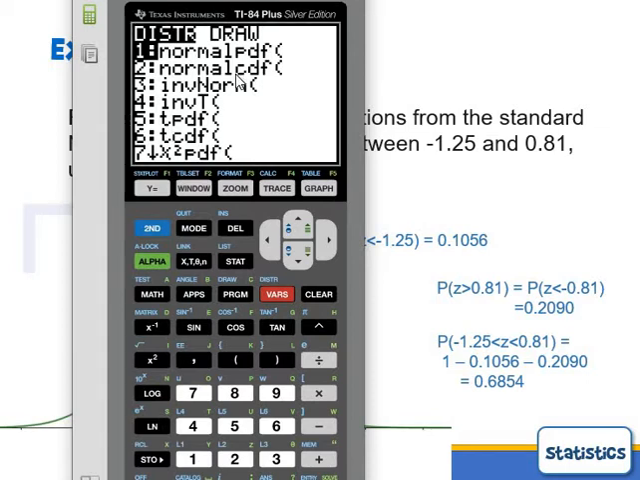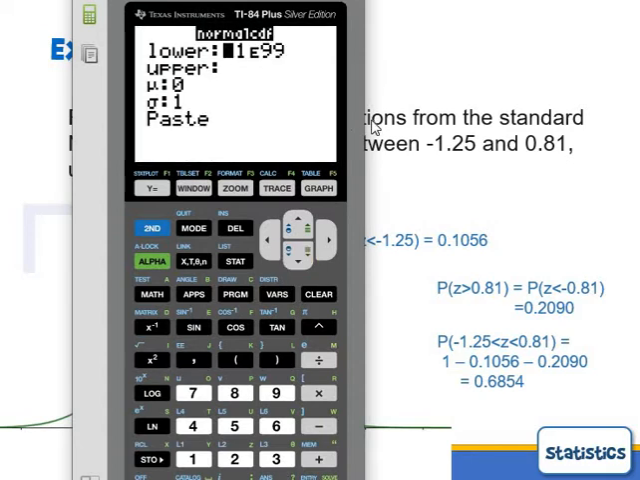And with the normal distribution, we're going to use normal CDF and inverse norm quite a bit. We don't use the normal PDF, we use the cumulative density function, which is what this stands for. So we're going to use number 2 there. You can either go down with the arrow and hit enter or just hit the number 2. So again, I do second and the variable button to get to this menu and then select number 2.